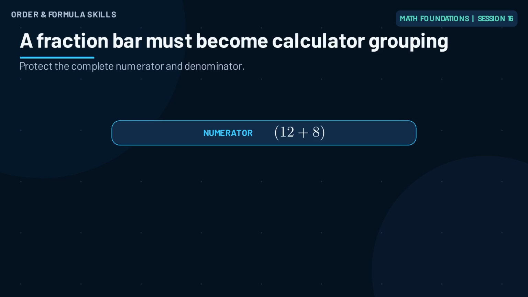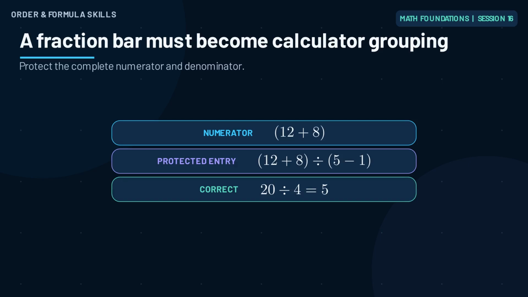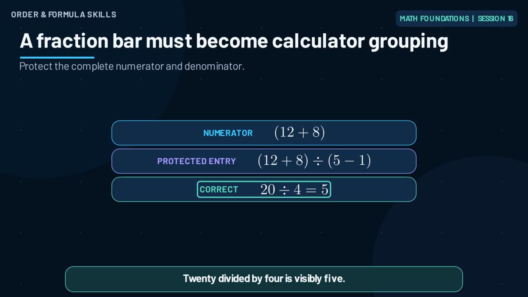Enter the numerator as open parenthesis 12 plus 8, close parenthesis. Divide by open parenthesis 5 minus 1, close parenthesis. The protected entry gives 20 divided by 4, which equals 5. 5 is the correct value for the printed fraction. The unprotected answer cannot be right because 20 divided by 4 is visibly 5. When the printed notation groups, the calculator entry must group too.